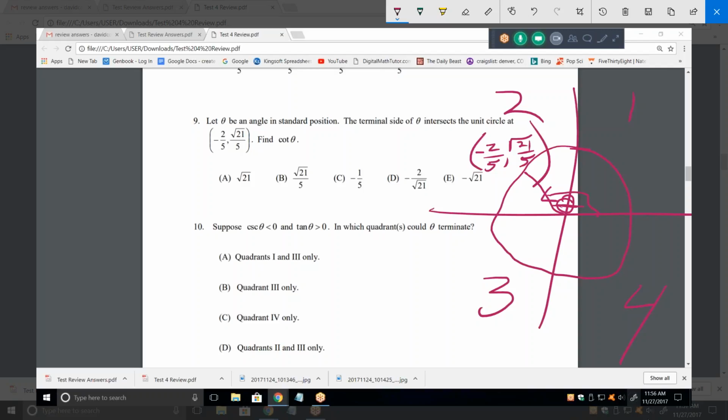So, what else can I call these? I can call those x and y, but what else is x equal to? In the unit circle, x is the cosine of theta, and y is the sine of theta. Very important thing to remember.